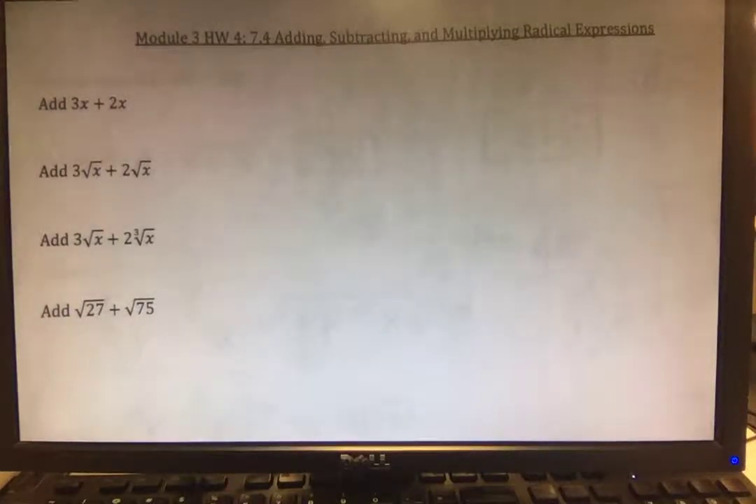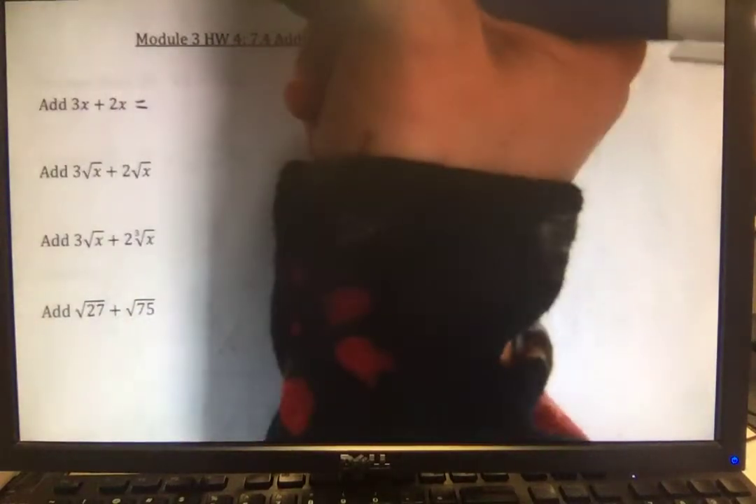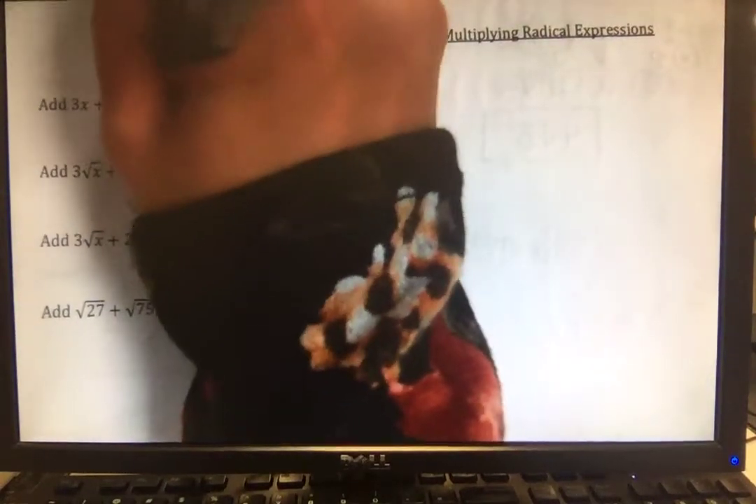Alright, this is Module 3, Homework 4 notes. We're going to add, subtract, and multiply radical expressions. To start off, we're going to add 3x plus 2x. These are like terms, they are both x's. So if I have 3 x's and I'm adding 2 more, we have 5x total.